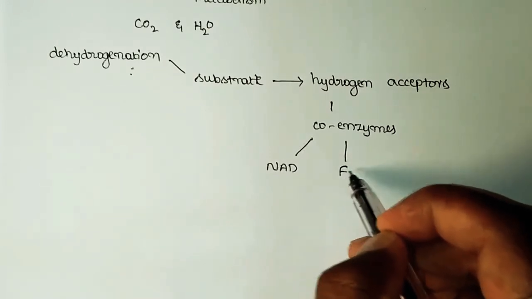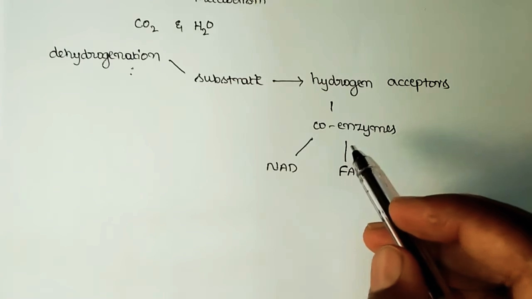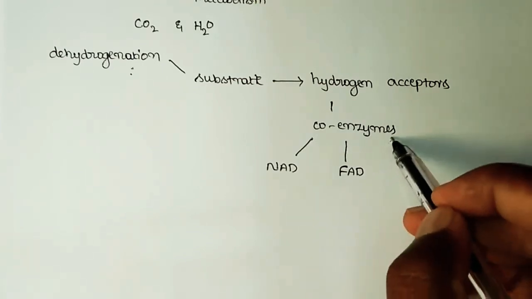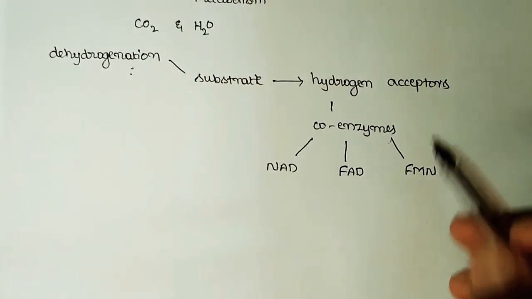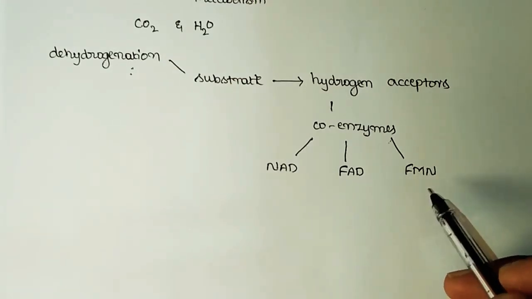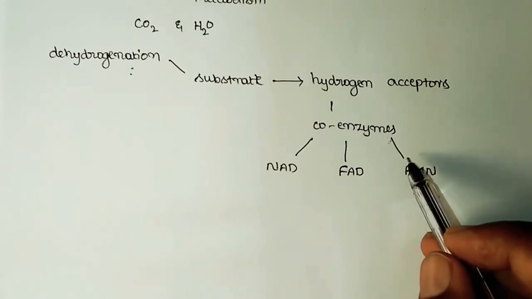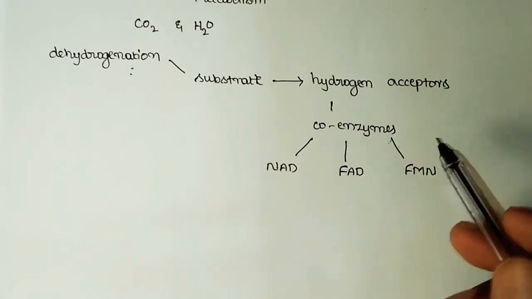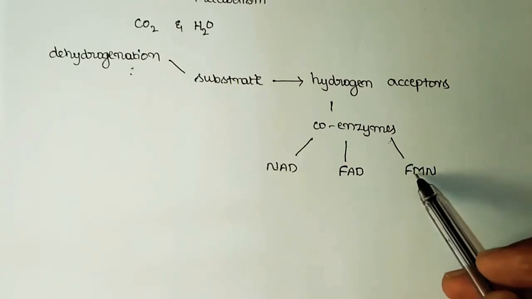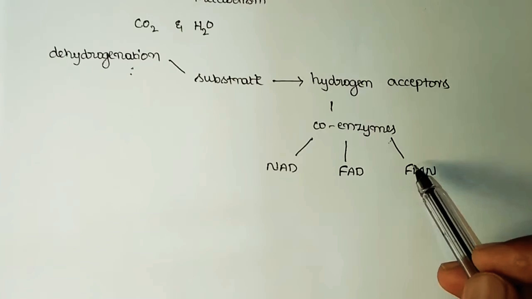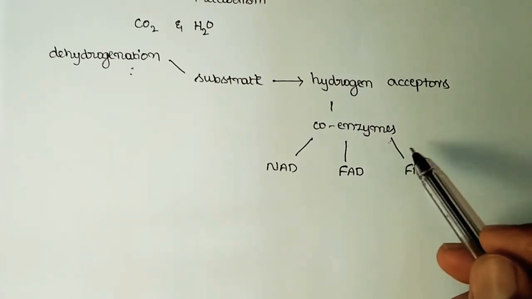One more example for the hydrogen acceptor is FAD, called flavin adenine dinucleotide. One more example is FMN, which is called flavin mononucleotide. This flavin mononucleotide is actually derived from vitamin B2, which is also called riboflavin. I repeat, FMN is actually derived from vitamin B2, which is nothing but riboflavin.